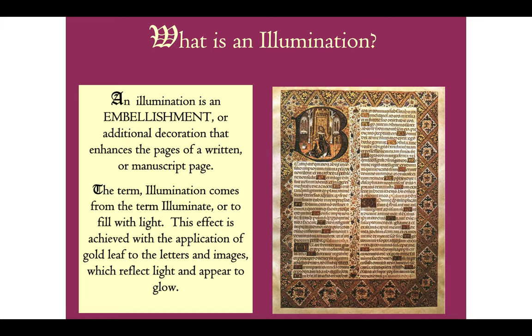An illumination effect is achieved with the application of gold leaf to letters and images that reflect light and appear to glow. So gold leaf was a material used way back when. They used actual gold for this gold leaf, and they would apply it kind of like paint to their materials. The reason it is called an illumination is because that gold leaf appeared to glow on that paper. So at this point, you should have bullets 1 and 2 done on your notes.